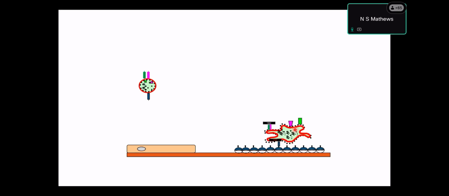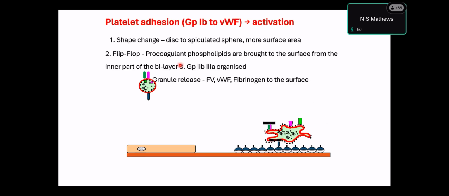And once activated, there is a shape change, and it releases some factors which help in aggregation of platelets. So initially, there is a shape change of the platelet structure, which gives more surface area. There is a flip-flop mechanism where the procoagulant platelets are brought to the surface from the bilayer, and the glycoprotein 2B3A is reorganized, which helps in the aggregation, and there's a granule.